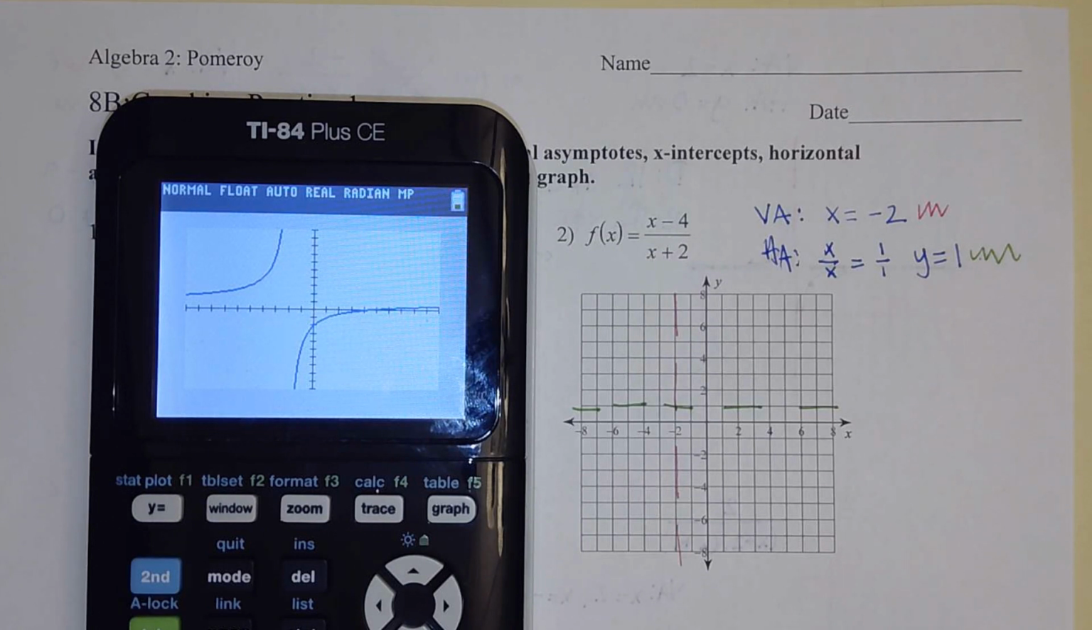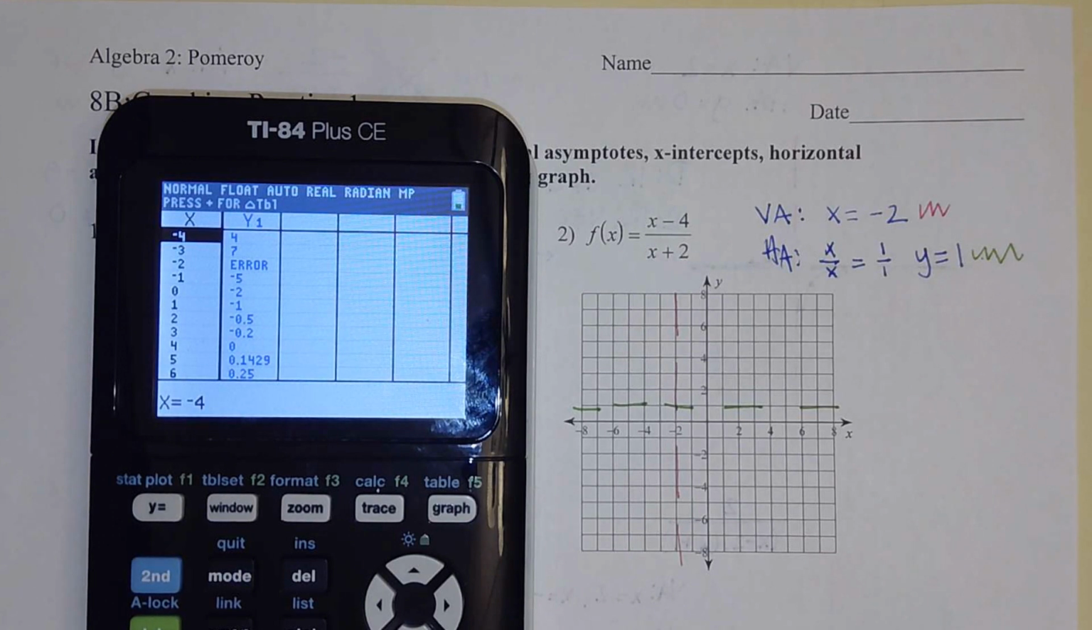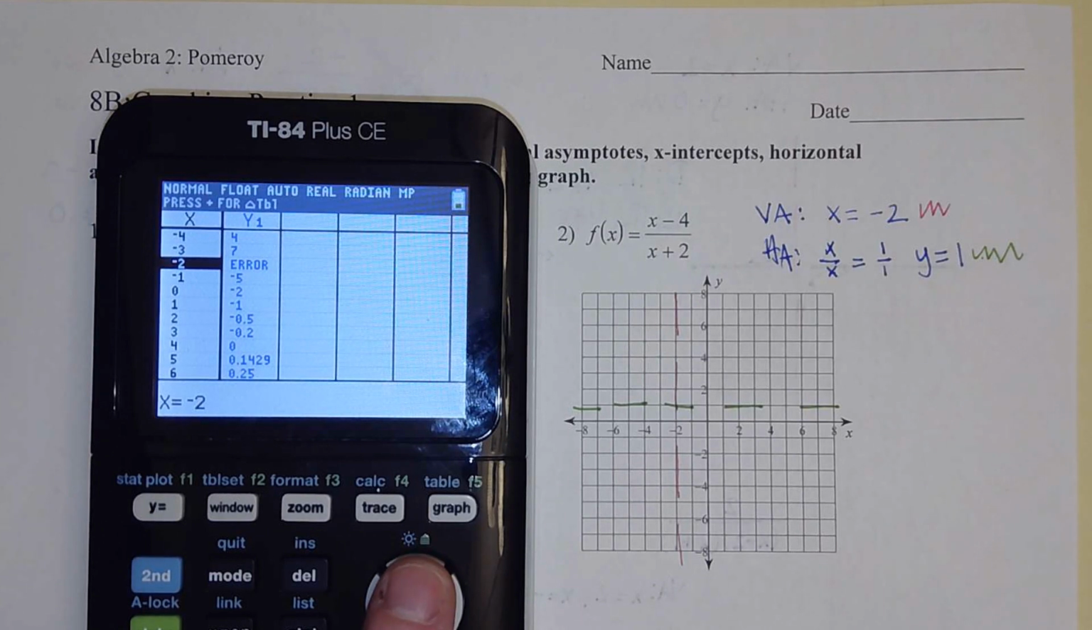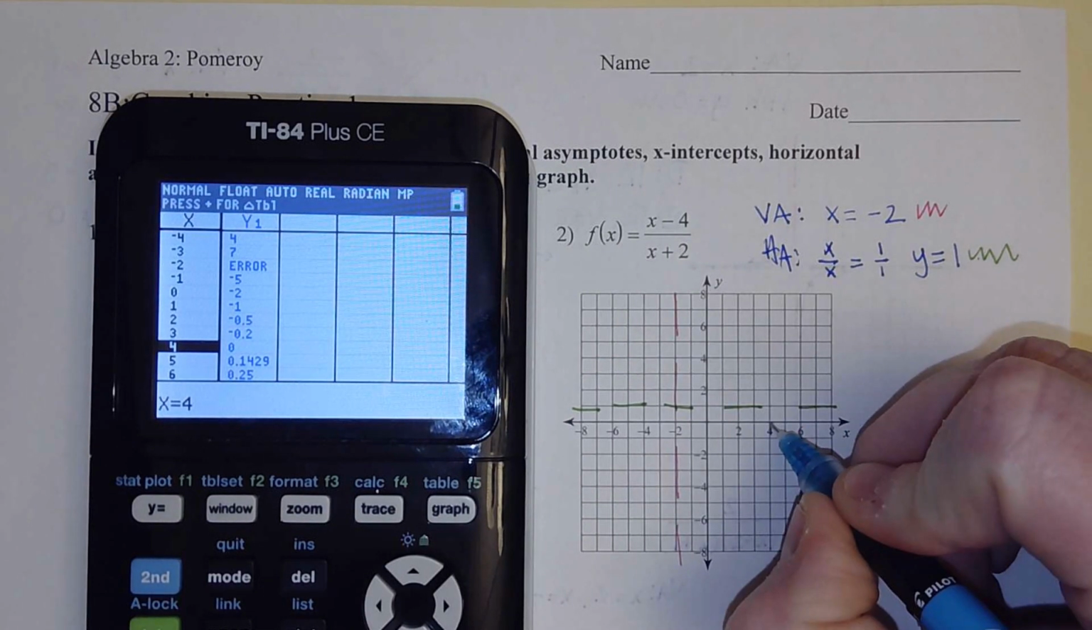And as you can see, we're going to find some points. And to do so, I'm going to look at my table. As you can see, there's an error at -2, which means I have an asymptote there. And I'm just going to go find some points. So I see that I have a 4, 0. That's an x-intercept.